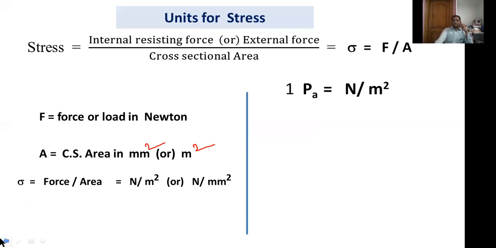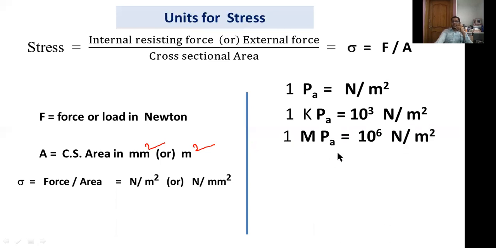The units of stress are the same as the units of pressure. Pascal is the unit for pressure. So 1 Pascal equals 1 Newton per meter square. And 1 kilopascal equals, kilo means 1000 Pascal, so 10 power 3 Newton per meter square.